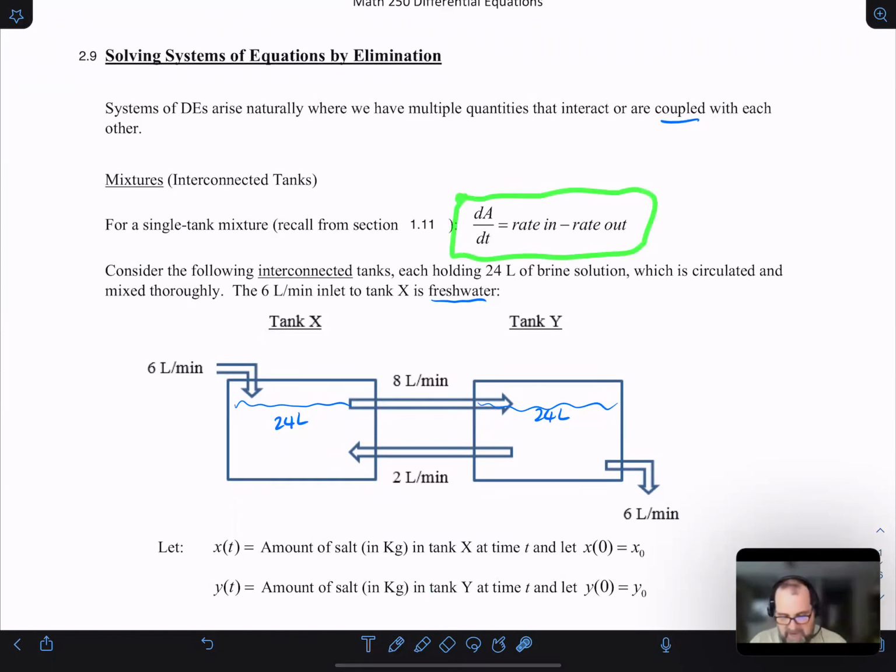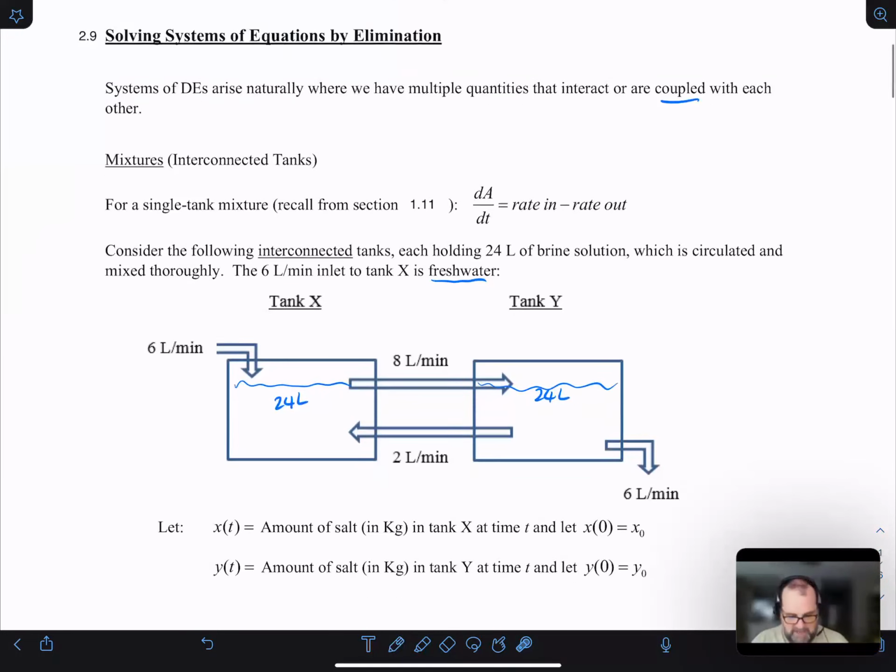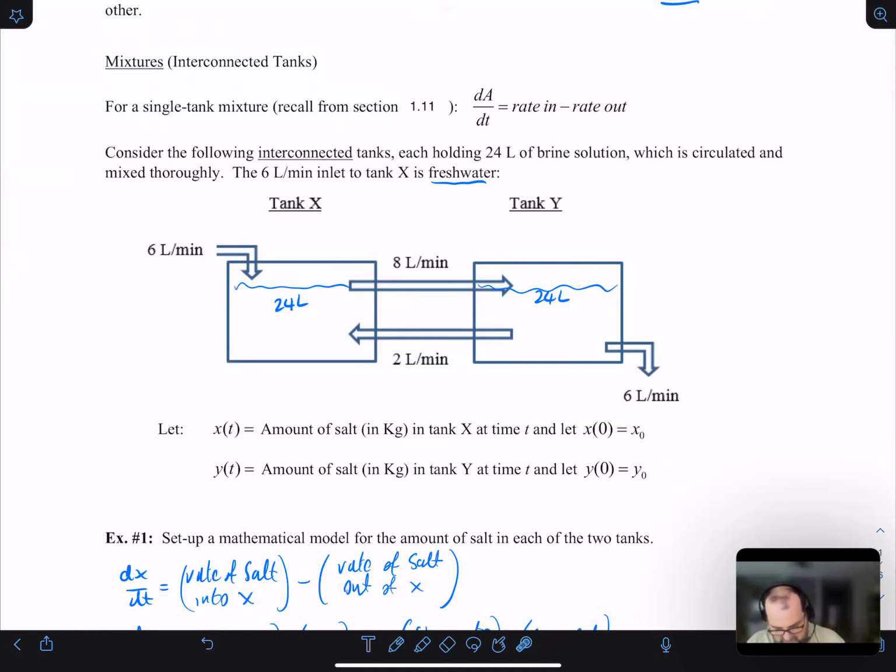The rate of change of the amount of whatever it is in the tank, usually salt or something, the rate of change of the amount of salt in the tank is equal to the rate of salt in minus the rate of salt out, if it is indeed salt or whatever it is. So this still applies, but this would apply to each tank. This concept applies to each tank, but otherwise, with a bit of critical thinking, this is not too difficult. So we're going to consider the following interconnected tanks.